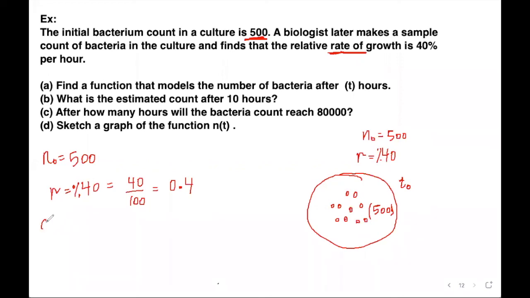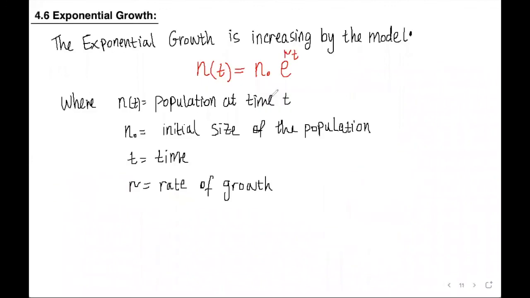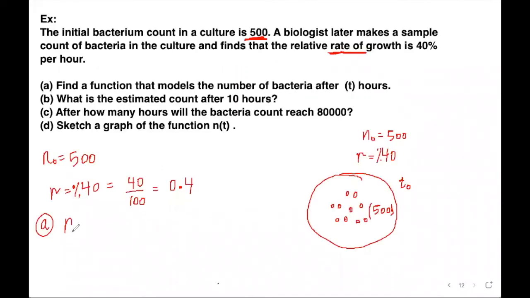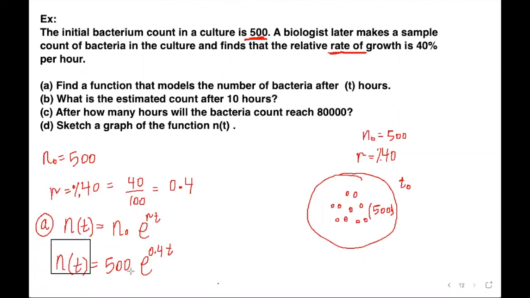Find the function by using the definition of the function, N of t equals N0 times e to the power r t. R is given and N0 is given, so I can find the function. N of t equals 500 e to the 0.4 times t. And this is my function for this model.